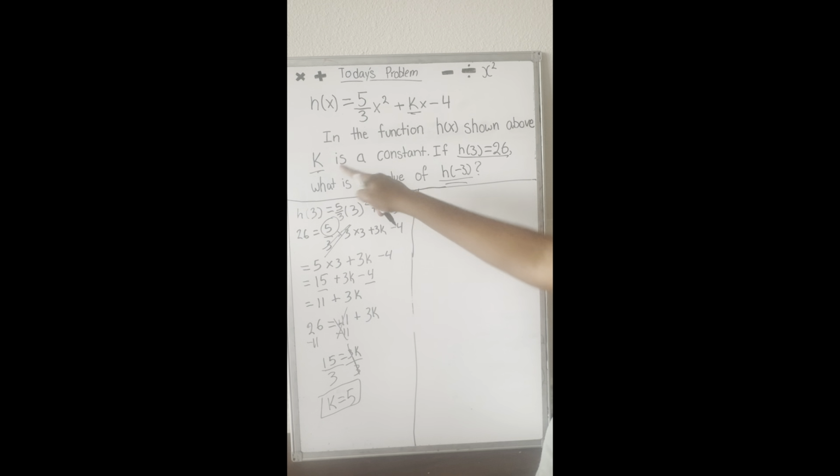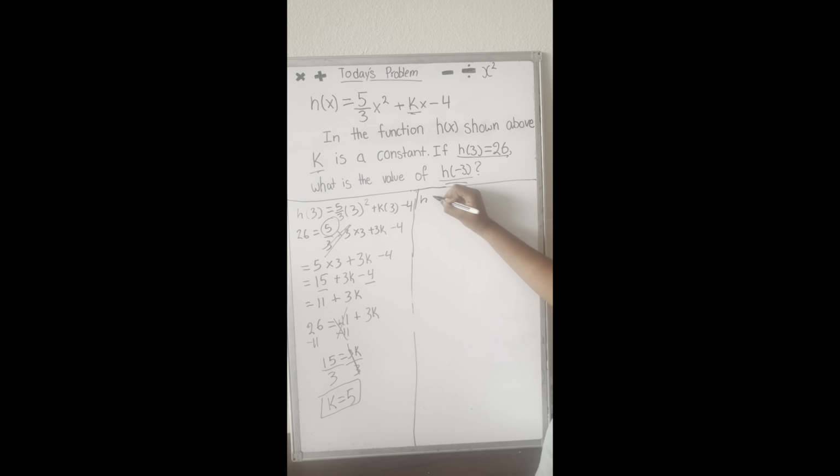K is 5, and they said that k is a constant, so this isn't going to change when we do the second part. The second part of our problem is h of negative 3. Most people are just going to think, oh, that's easy. If h of 3 is 26, then h of negative 3 should just be negative 26, right? Well, that's not the case. So let's break this down.